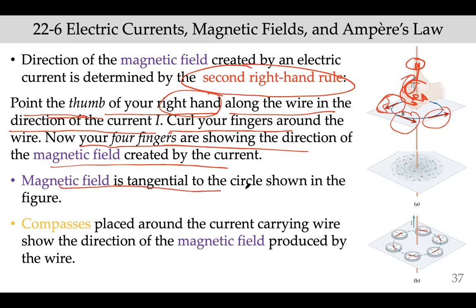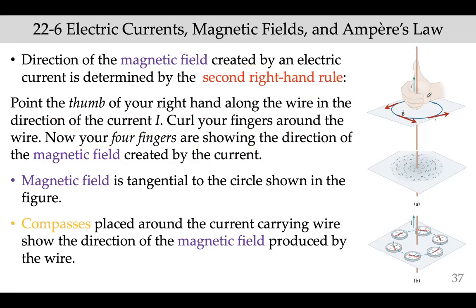Magnetic field is tangential to the circle shown in the figure. You can see that the magnetic field vectors are tangential to the circle that's drawn around the wire. Of course, the magnetic field is not created only on this circle shown. There is actually magnetic field everywhere. There is also at these points. But the point here is they are tangential, and they also go on a circle.